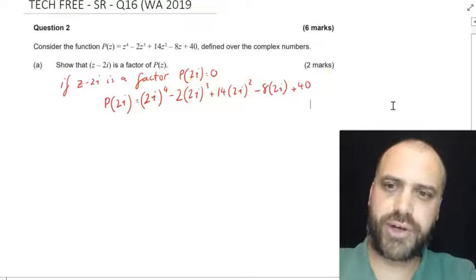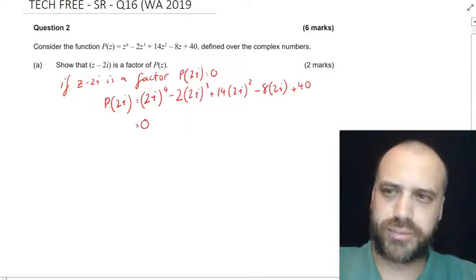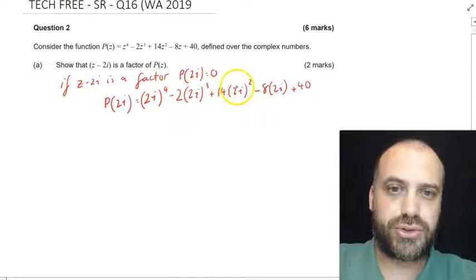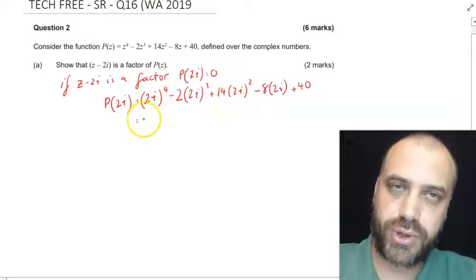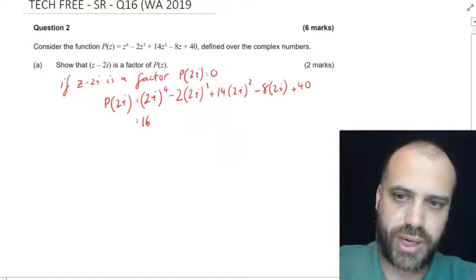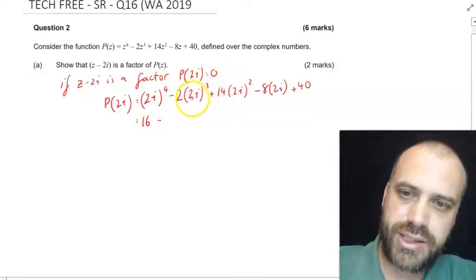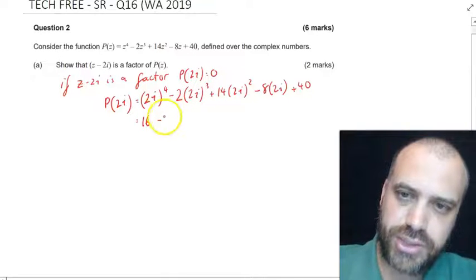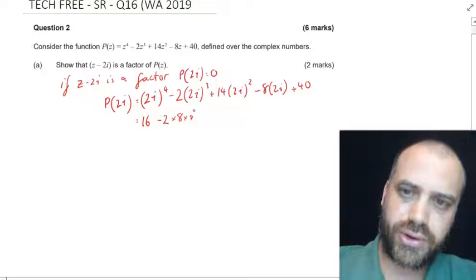Now, it feels like if I just write 0 here, it feels too much like cheating, like I'm not giving them enough information that they want. They obviously want me to be able to do this thing, so I need to show off a little bit. Alright, so 2 to the power of 4 is 2, 4, 8, 16. i to the power of 4 is equal to 1, so that's just 16. Alright, 2 to the power of 3 is 8. i to the power of 3 is negative i. So I've got minus 2 times 8 times negative i.